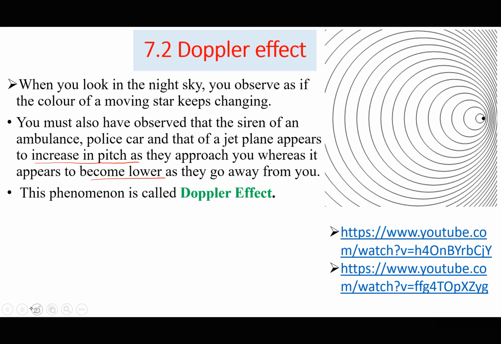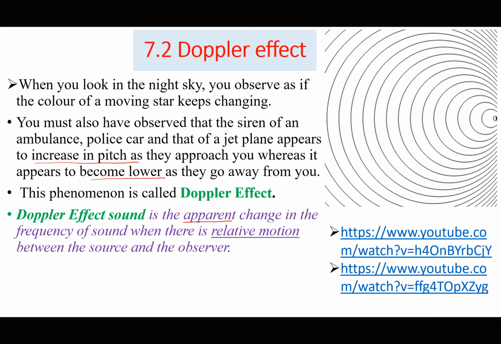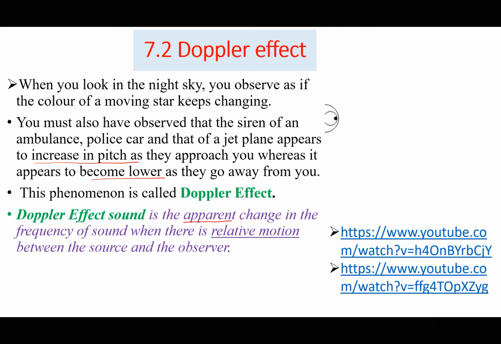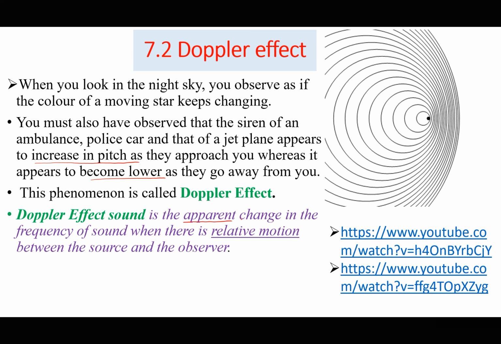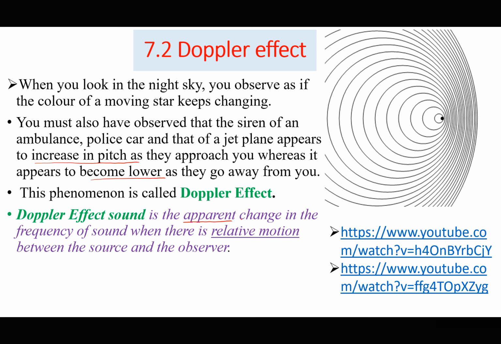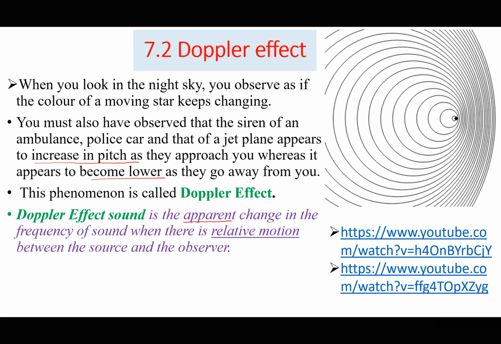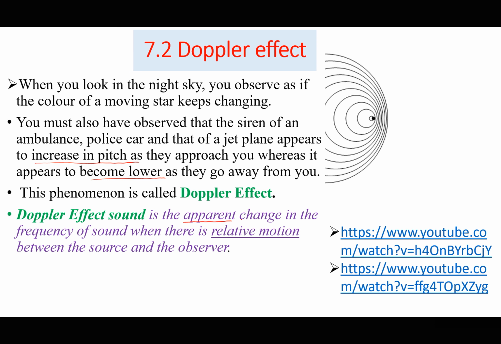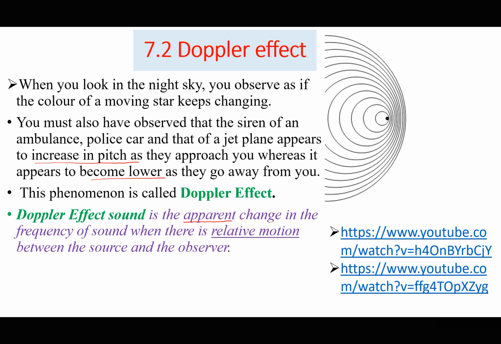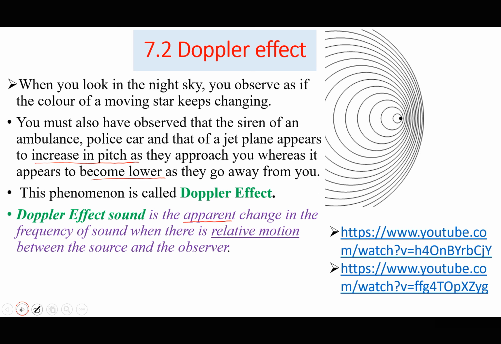So what we mean by the Doppler effect is simply the apparent change, apparent meaning it may not exactly be true, in the frequency of sound when there is relative motion between the source and the observer. As long as there is relative motion between the source and observer, we observe an apparent change in frequency, or an apparent change in the pitch of sound waves, as the source and observer move relative to each other. That is what we are going to call the Doppler effect.